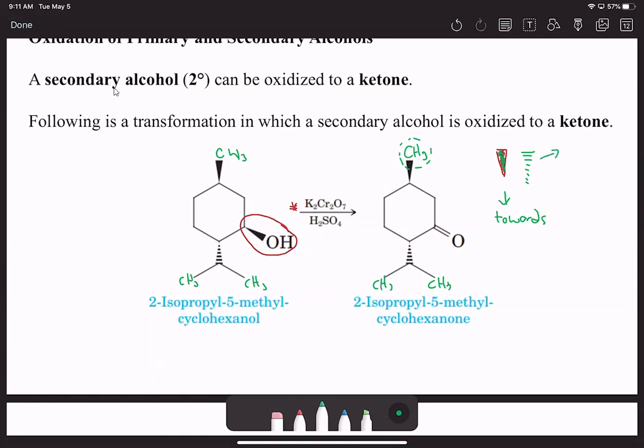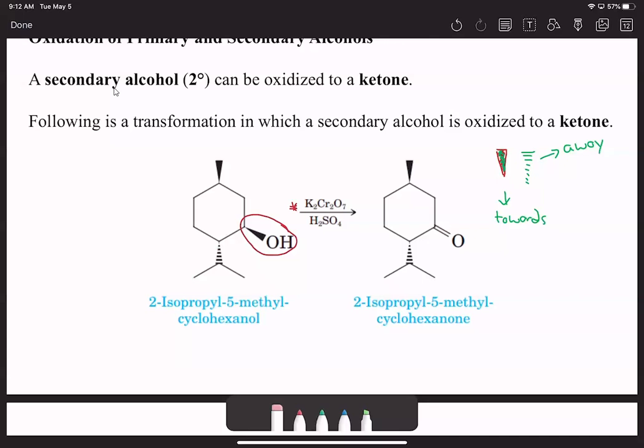And this dashed wedge means that it's pointing away from you. So here, if we're taking a look at this, that's pointing away, so it's behind the structure. The hydroxy group is coming towards us. So that's all those dashes and wedges mean. They're nothing special other than trying to give us some perspective on the angles that we're looking at here. They don't have anything to do with the actual result here.